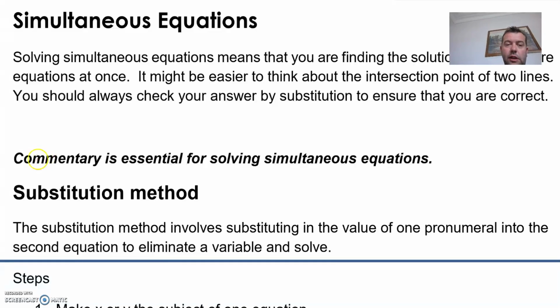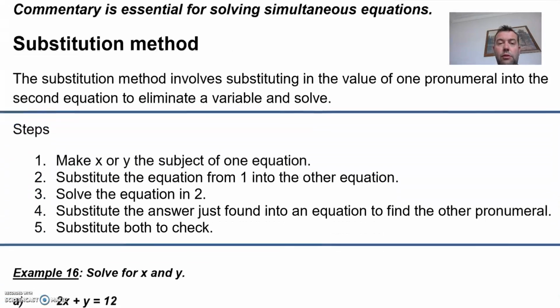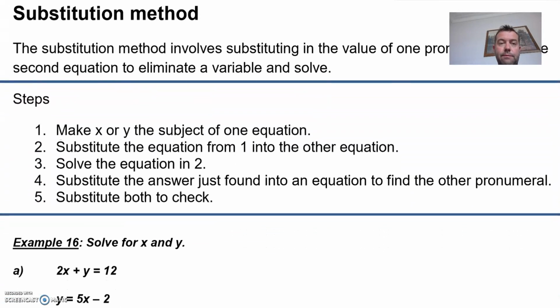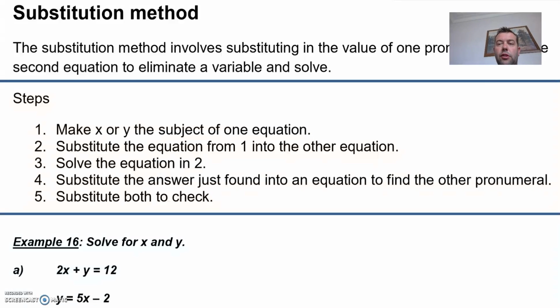Now, notice what it says here. Commentary is essential. You have to explain what you're doing as you go through this. Let's see how that works. There are two general methods for doing this. One is substitution, the other is elimination. Substituting means making one of those variables the subject of one of the equations and then replacing that variable in the other equation. I'll show you how this works.